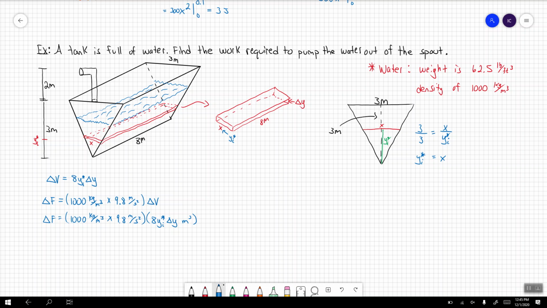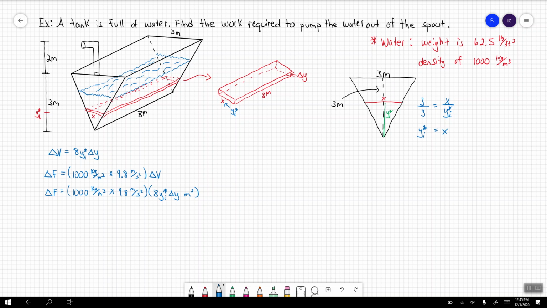So what we want to do now, in order to identify how much work is being done, is take the force that we found so far, this 1,000 kilograms per cubic meter times 9.8 meters per second squared multiplied by 8 y sub i star delta y, which is given by cubic meters for the units. Remember, work needs to take a distance and multiply newtons.